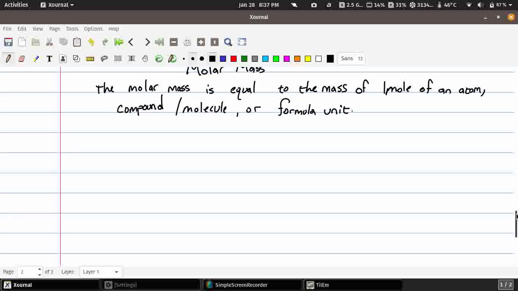Really, nobody says formula unit. I've almost never heard that, so you can just kind of disregard that for now. Just worry about the compound molecules or atoms. So, the mass of 1 mole of carbon is also the mass of 6.02 times 10 to the 23 atoms of carbon.